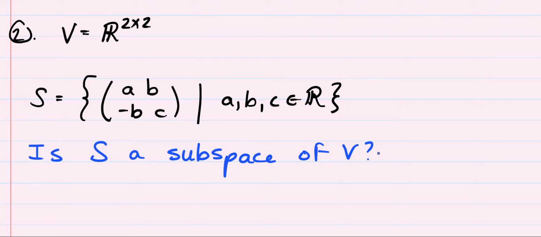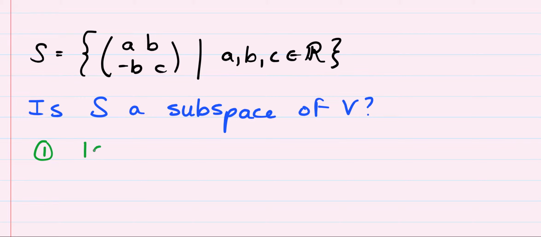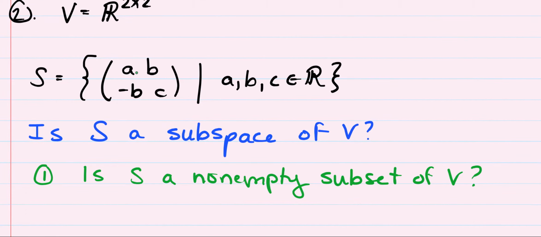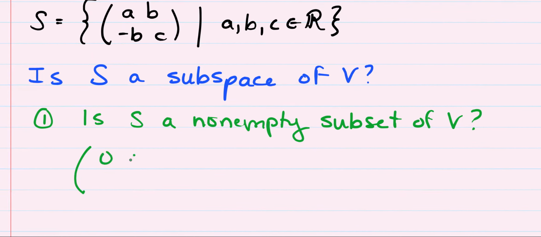Is S a subspace of V? Okay, so the first thing I need to check is, is S a non-empty subset of V? The answer is yes. If I write the zero vector like this, well, does that belong to S? The answer is yes, because you have 0, 0, negative of 0 would go here, so that would just be 0 and 0. So that works.